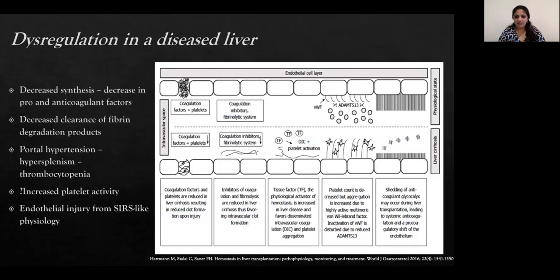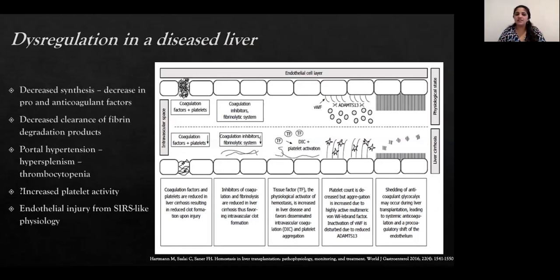So what happens in a diseased liver? This picture is a little busy, but it's really important. If you see that first and foremost, the coagulation factors and platelets are reduced in liver cirrhosis. So then there's decreased clot formation. But then again, the inhibitors of coagulation and fibrinolysis are also reduced. Thus, it favors clot formation, one versus other.